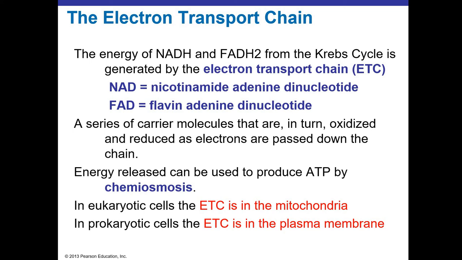So the electron transport chain is going to harvest the potential energy that is found in NADH and FADH2. So we're going to utilize both the nicotinamide adenine dinucleotide and the flavin adenine dinucleotides that we've previously generated, but the useful form is the reduced form, NADH and FADH2.